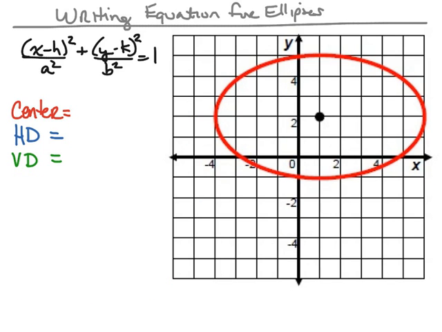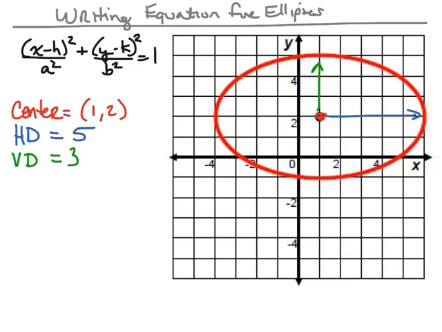Alright, let's take a look at one more example. The ellipse. First thing we're going to find is the center, and the center in this case is going to be at the ordered pair 1, 2. From here we're going to find the horizontal distance, the distance from the center to the edge of our ellipse, and that's a distance of 1, 2, 3, 4, 5 units. Now I'm going to find the vertical distance, the distance from the center to the top of the ellipse. That's a distance of 3.